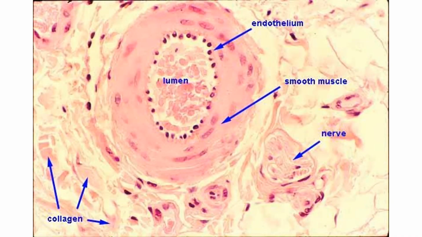This is a histological section of which structure? An artery. It has a lumen filled with blood, and the dark spots are the nuclei of the endothelium, and then we have the smooth muscle making the thick part of tunica media.